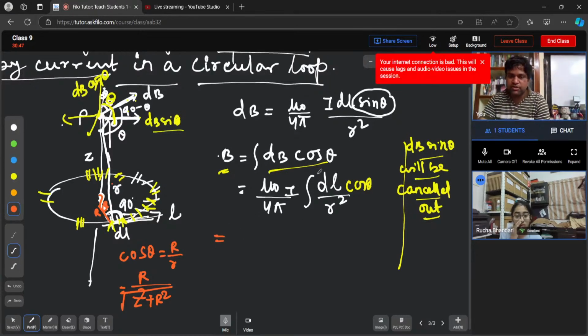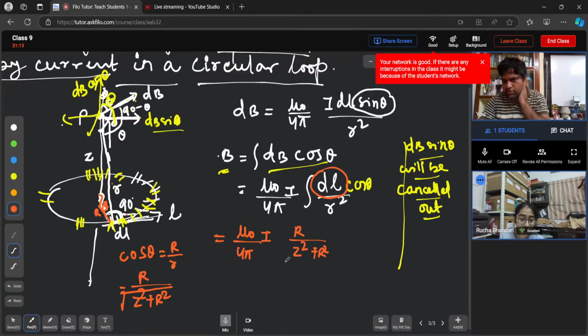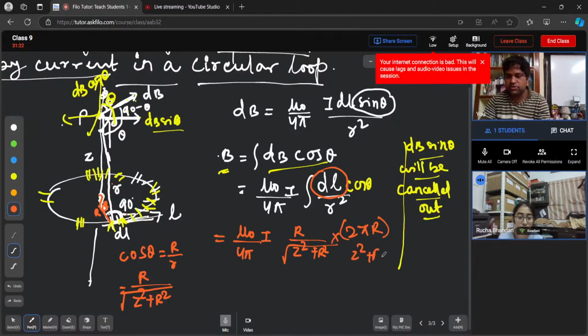And what is the integration of dl? If we integrate dl, we'll get the whole circumference of the circle, right? So that is 2 pi r. So we write mu naught by 4 pi, I, cos theta is r by root of z square plus r square, dl is 2 pi r, and r square is z square plus r square.